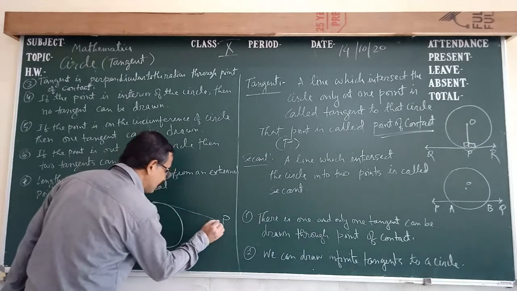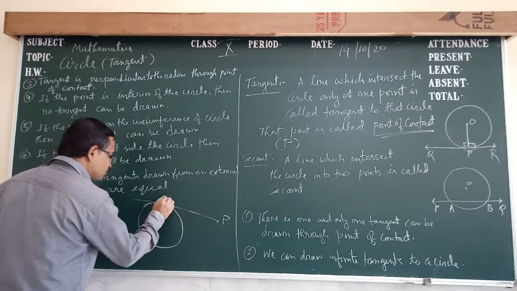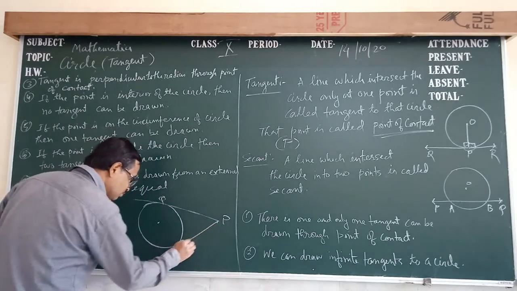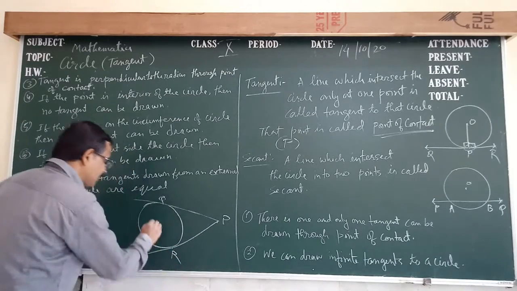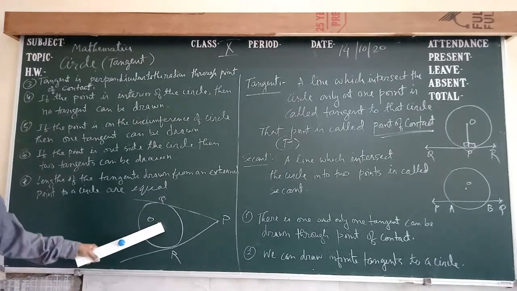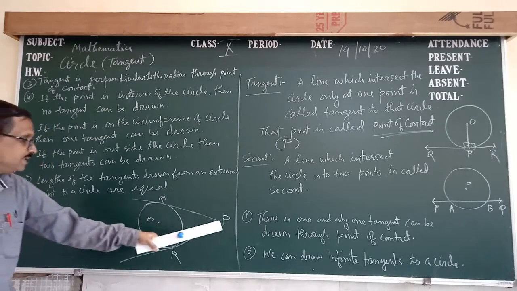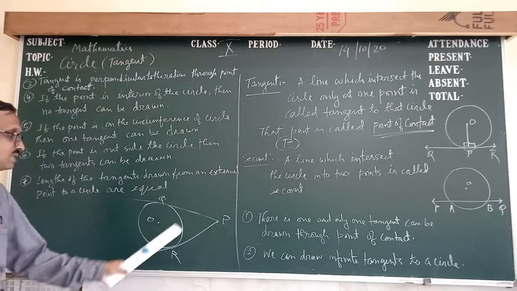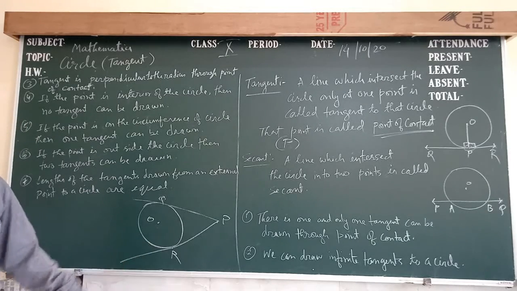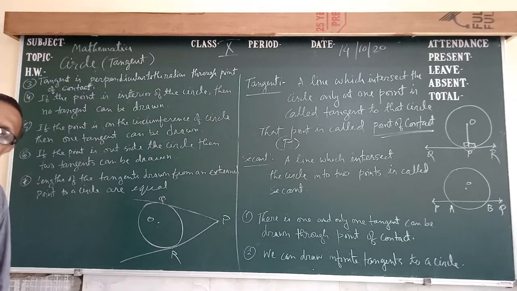One tangent will be like this, from P to, suppose this is point Q, and the tangent will be like this. I am drawing roughly, but you know that this is the center of the circle. P is outside, so PQ and PR are the two tangents. So if the point is outside, then two tangents can be drawn.